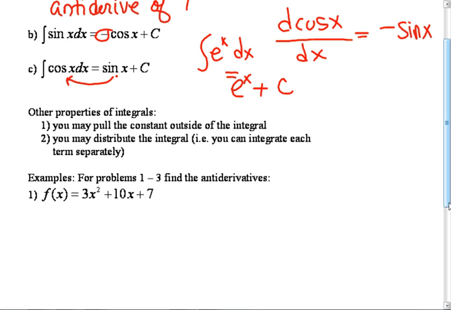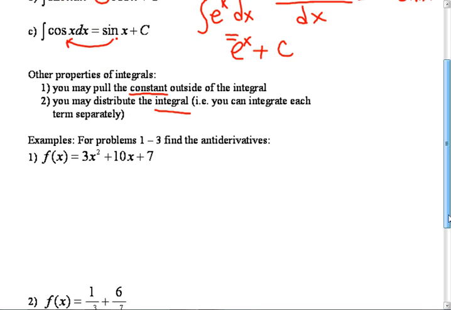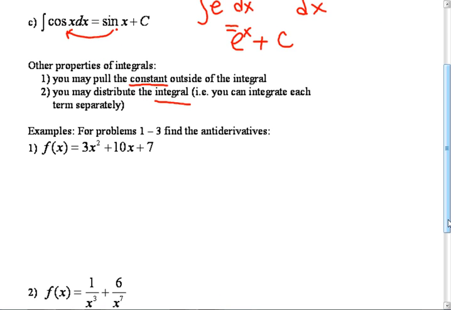Okay, properties of integrals. You can pull any constants outside the integral, so you can ignore the constants, and you can distribute the integral. So I could write that as an integral and distribute the integral over each one of those. I'm just going to find the antiderivative, because that's really all it's asking. So what's the antiderivative of that thing? Take each term by itself.